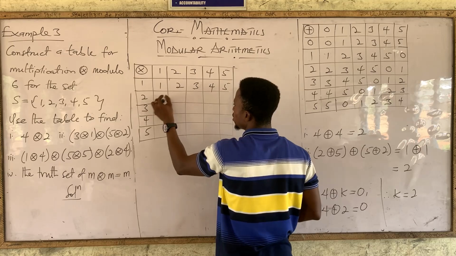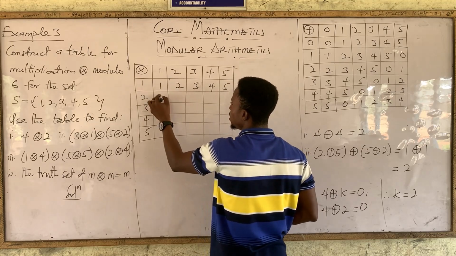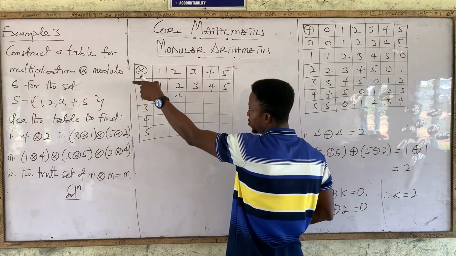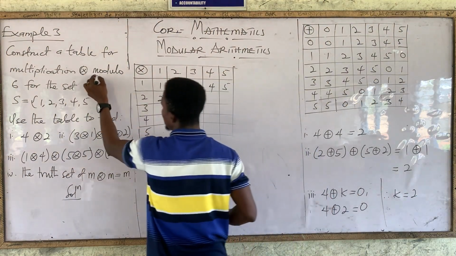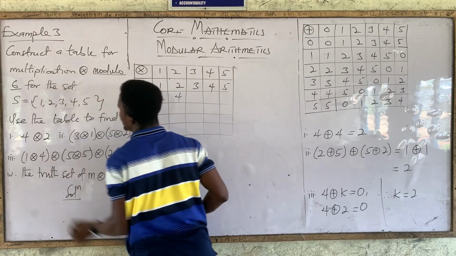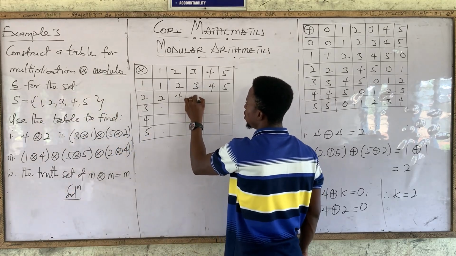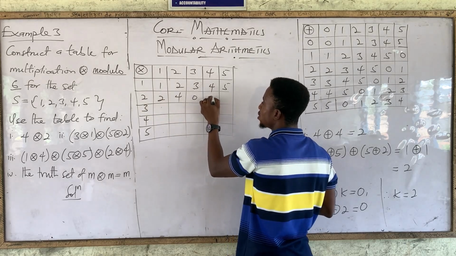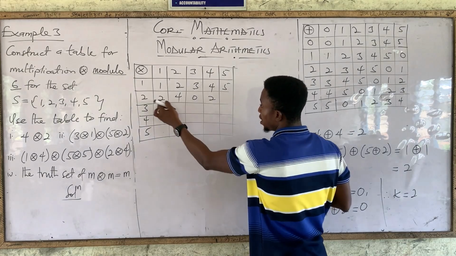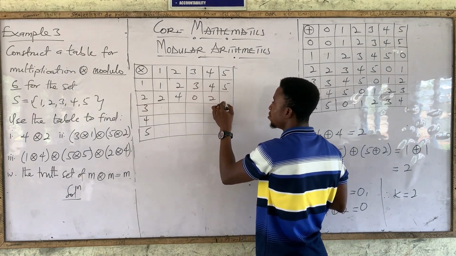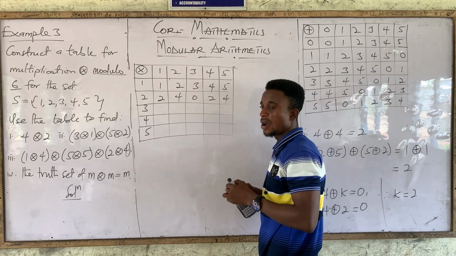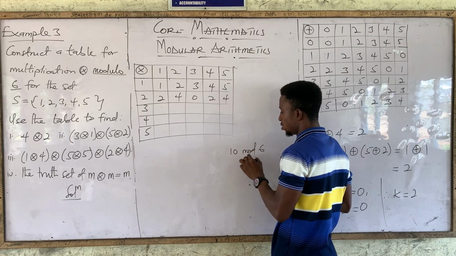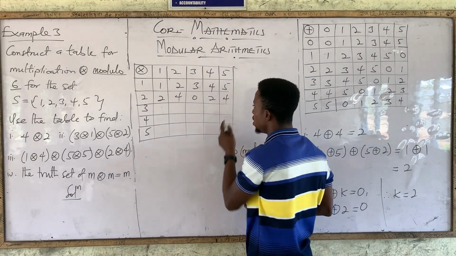2 times 1, that is 2. 2 times 2 is 4. 2 times 3 is 6. We are in modulo 6, so it will be 0. Then 2 times 4 is 8, in modulo 6 is 2. Then 2 times 5 is 10, in modulo 6 is 4. So that is 10 modulo 6, and you know it's 4. Then let's proceed.